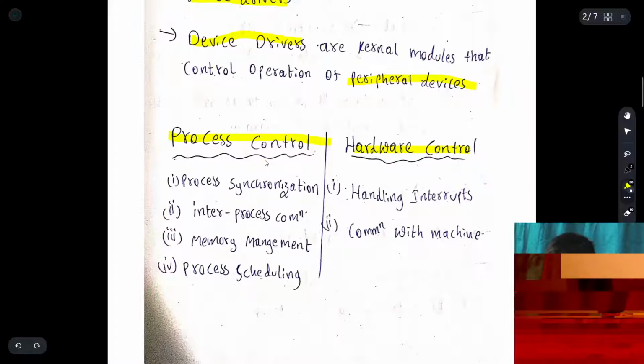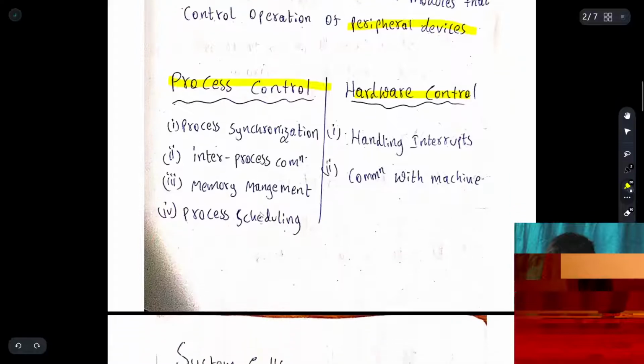The process control subsystem is nothing but process synchronization, whereas bringing back the data at every instance, or bringing the status of a particular process, synchronizing the status of every process at a particular time. Then inter-process communication, as I said before, is communication between different processes.